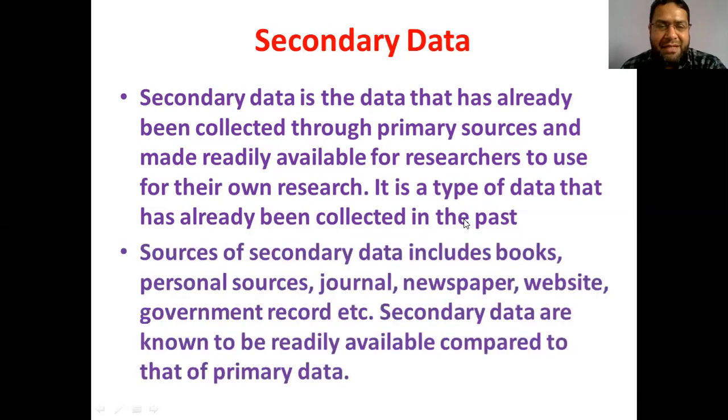Sources of secondary data include books. If I go to some books, then I see some data there and I quote it. Then personal sources, journals, newspaper, website, government record. This all constitutes secondary data. For example, this COVID data has been collected from the patients. Now it is available in the print media. Some other researcher uses it for his own purpose. It will constitute the secondary data for him. Secondary data are known to be readily available compared to primary data. Primary data has to be collected, and secondary data is already collected and someone uses it. So this is the difference between the primary and the secondary data.